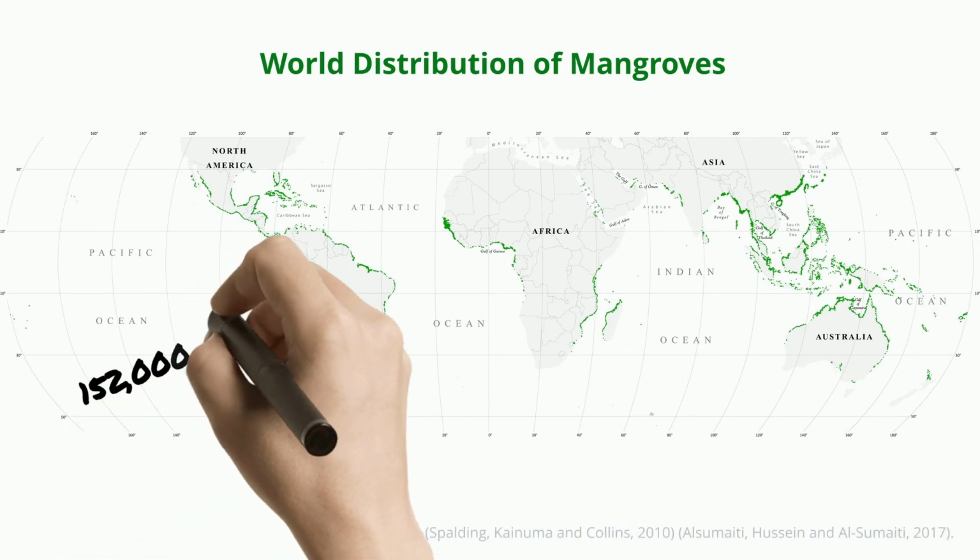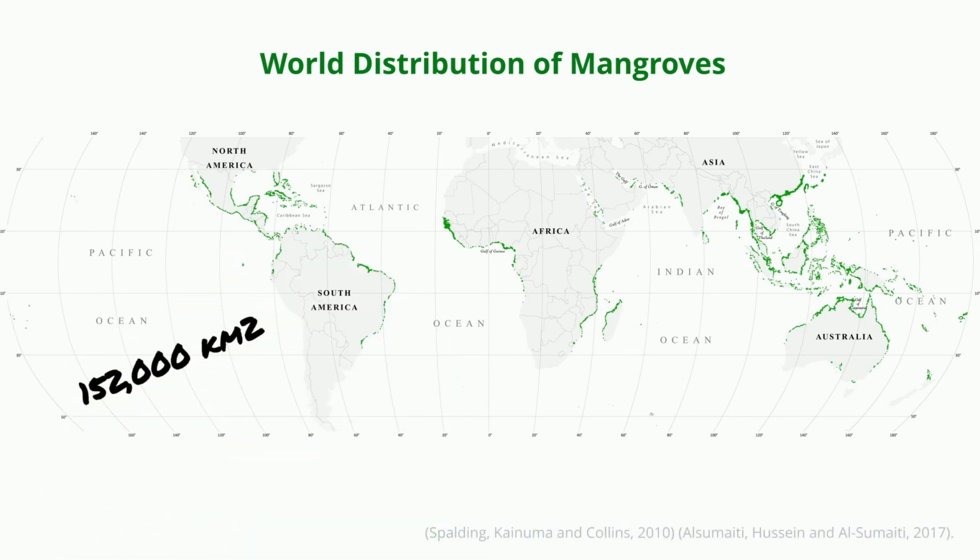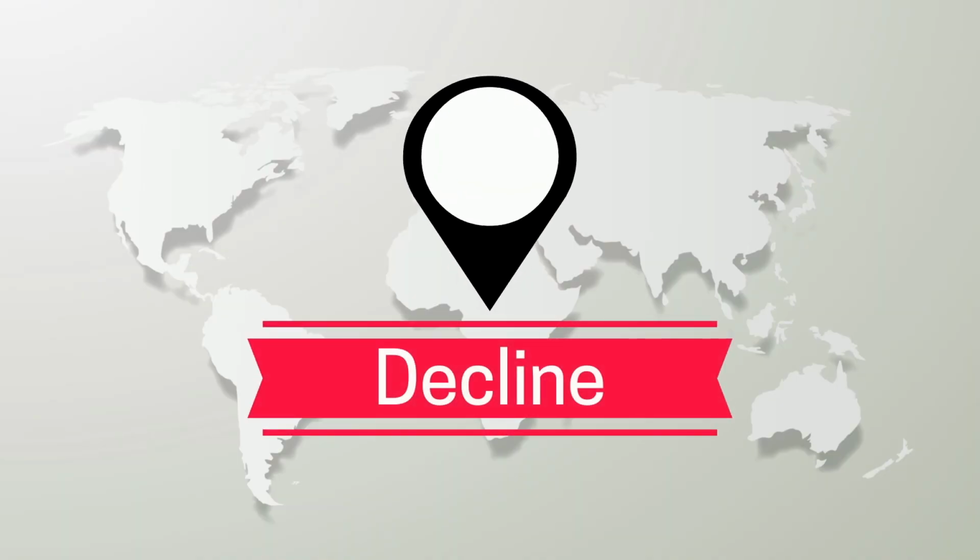Mangroves cover more than 152,000 kilometers around the world, limited to the area near the equator. Unfortunately, mangroves are disappearing at the rate of 2% per year.